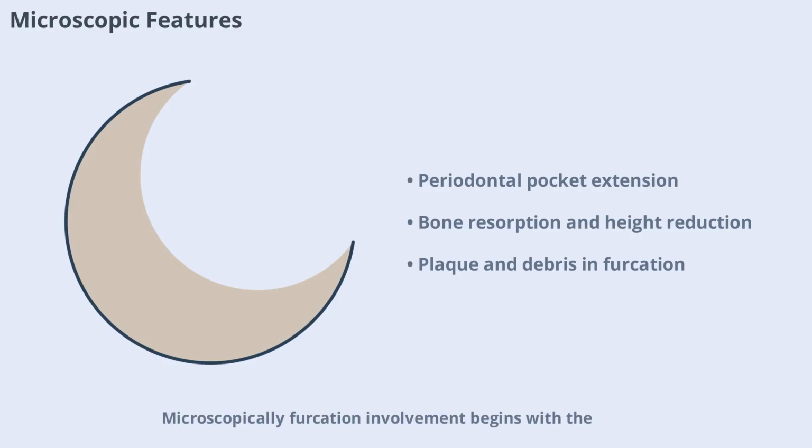Microscopically, furcation involvement begins with the rootward extension of the periodontal pocket. Early stages show widening of the periodontal space, with cellular and inflammatory fluid exudation, followed by epithelial proliferation into the furcation area. Inflammation extends into the bone, causing resorption and reduction in bone height. Bone-destructive patterns may produce horizontal loss or angular osseous defects associated with infrabony pockets. Plaque, calculus, and bacterial debris occupy the denuded furcation space, further complicating healing.